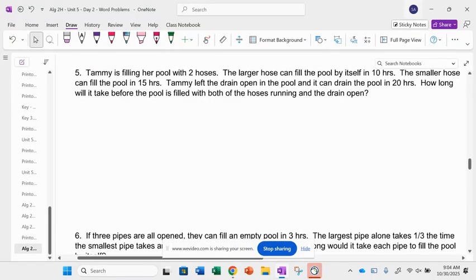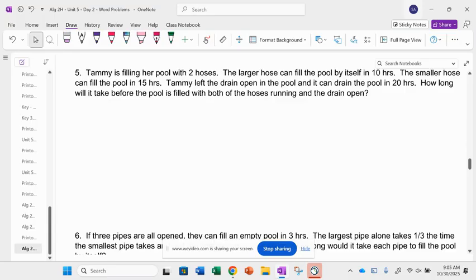All right, number 5. It says Tammy is filling her pool with 2 hoses. The larger hose can fill the pool by itself in 10 hours. The smaller hose can fill the pool in 15 hours. Tammy left the drain open in the pool and it can drain the pool in 20 hours. How long will it take before the pool is filled with both of the hoses running and the drain open?